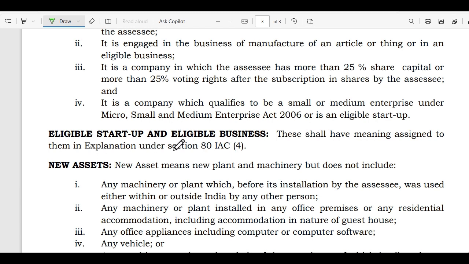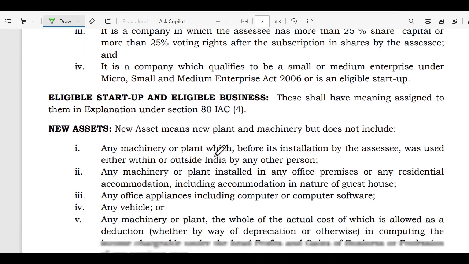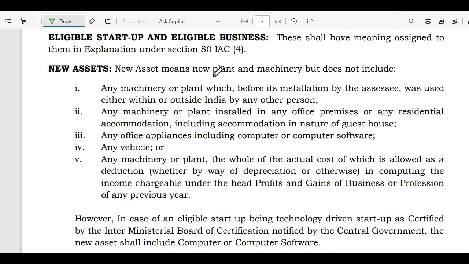Eligible startup and eligible business shall have the meaning assigned to them in the explanation under section 80-IAC subsection 4. New assets means new plant and machinery but does not include any machinery or plant which, before its installation by the assessee, was used either within or outside India by any other person.